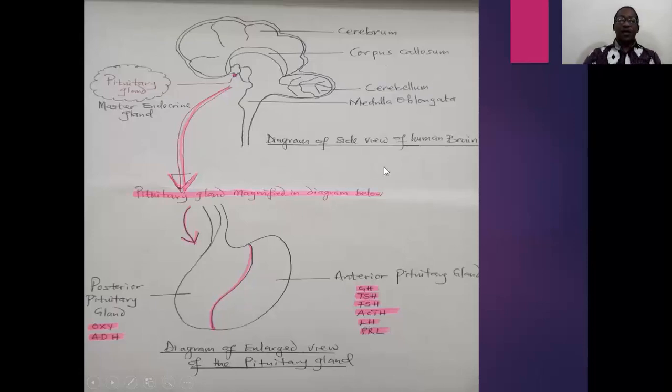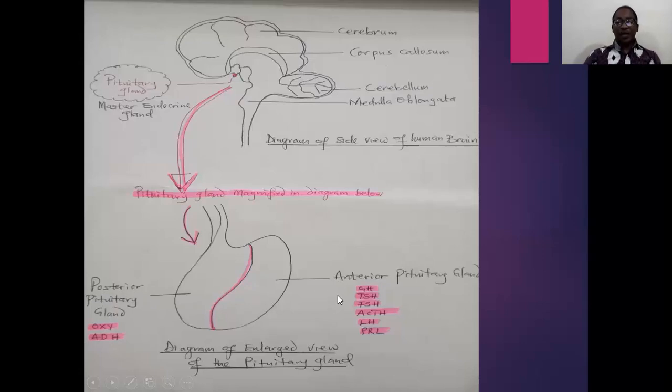Now, basically, from what I've said, what is a pituitary gland? It is referred to as the master endocrine gland that secretes hormones that control different parts of the human endocrine system. So where is it located? The pituitary gland is located in the midbrain. And once it is magnified, what are the parts of the pituitary gland? You have two regions here. This part is called the anterior pituitary, that is the front, and this part is called the posterior pituitary.